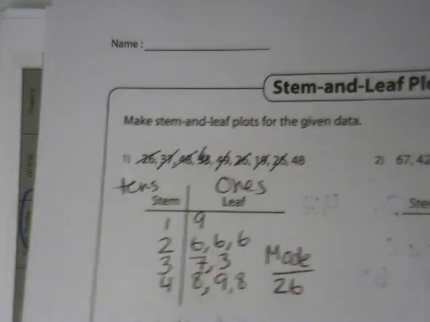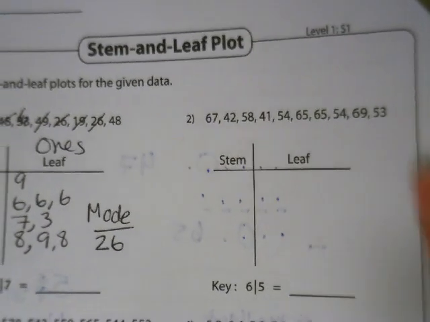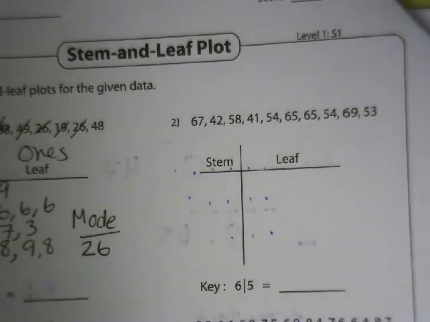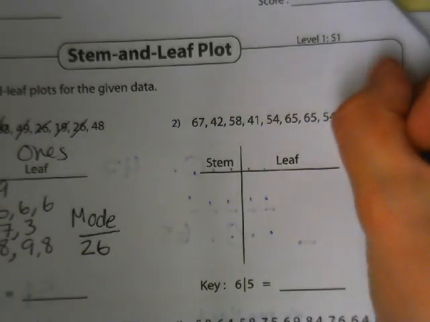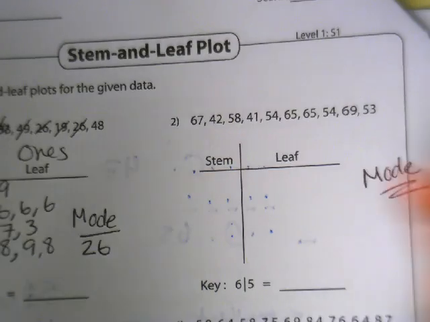All right, the last one is number 2. We're only going to do number 2, so go ahead and create a stem and leaf plot for number 2 and tell me the mode. The mode is 26.